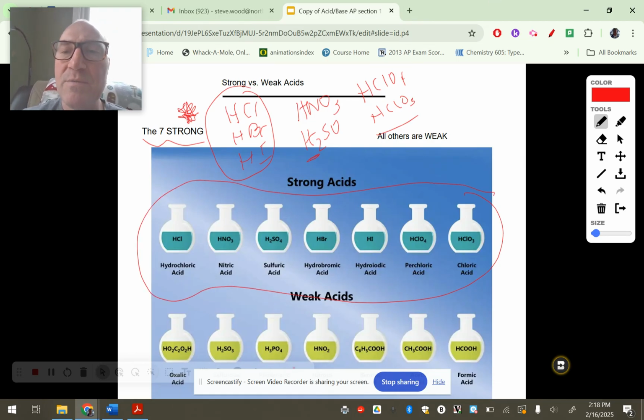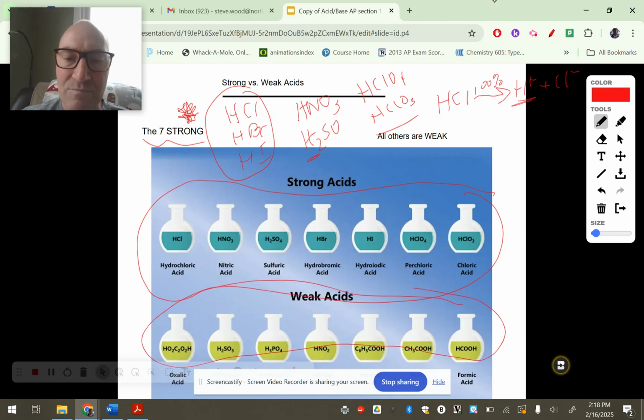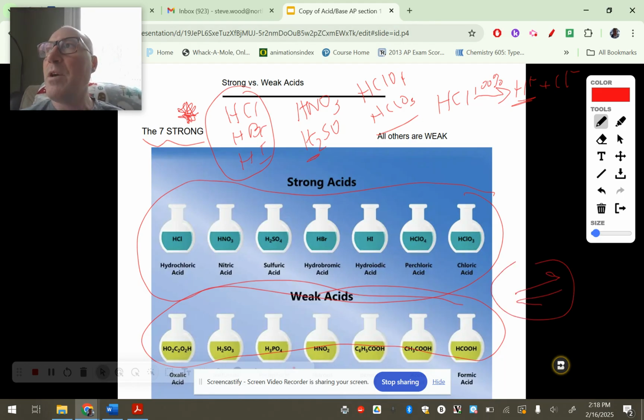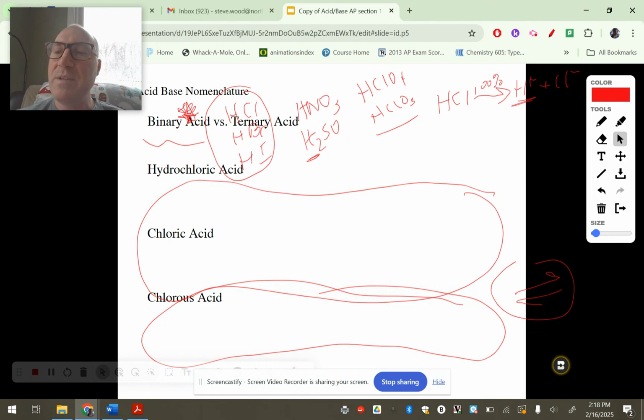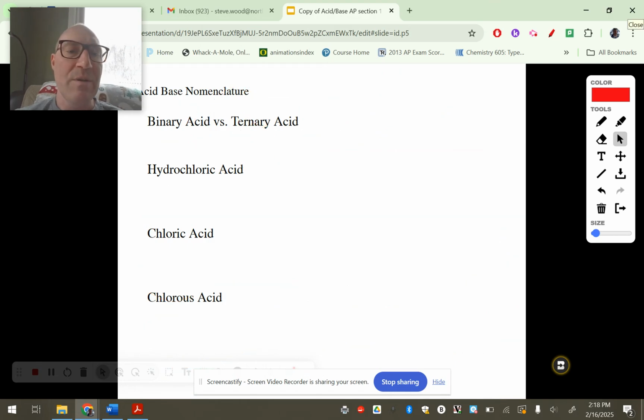And what makes them strong is when you put them in water, you get 100% dissociation, which means you get lots and lots of this. Whereas these weak sauce ones at the bottom, they barely produce any H plus. And so what we use for those is, do you remember the double arrow? It means it's a partial reaction. So that's a key thing when describing these things.